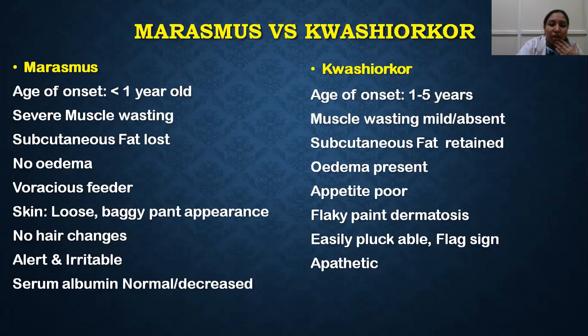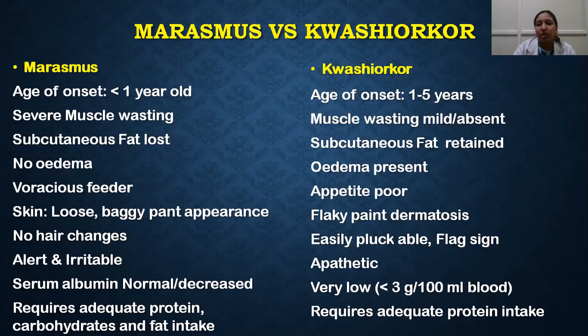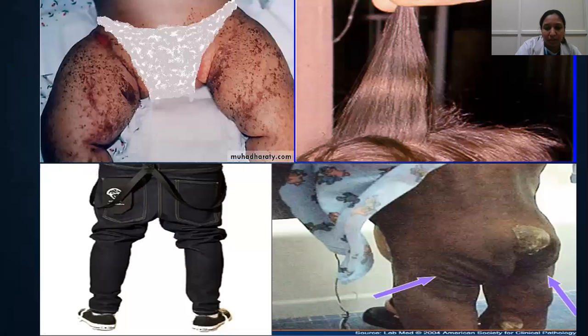Okay, and another important thing is the serum albumin level. Here, in a marasmic child, it is usually normal, and there may be a little decrease, but in kwashiorkor, it is very low. It is less than 3 grams per 100 ml of blood. Okay, so how do you manage this marasmic child? Definitely you have to replenish the child with all the required nutrients like protein, carbohydrate, and fat. Whereas a kwashiorkor child requires mainly only protein intake. So these are the main differences between marasmus and kwashiorkor. So these are the pictures.